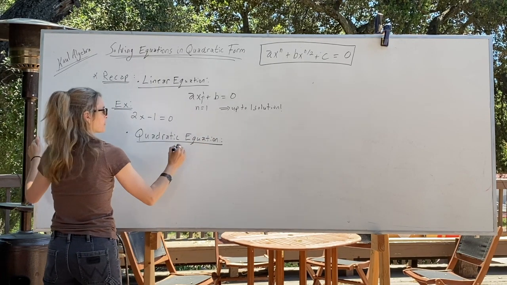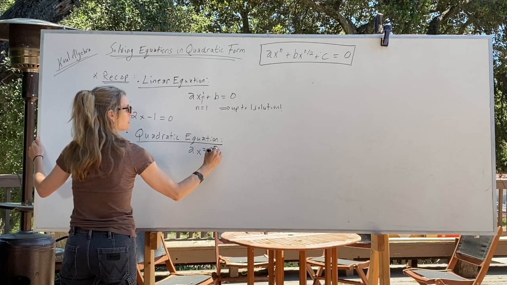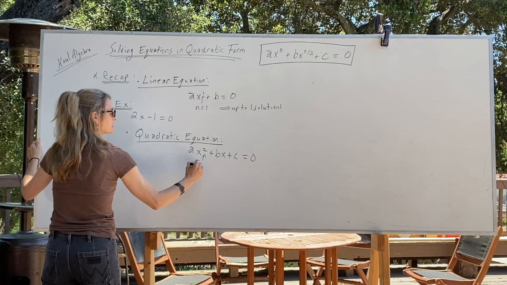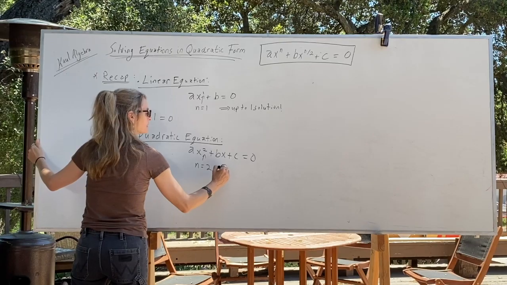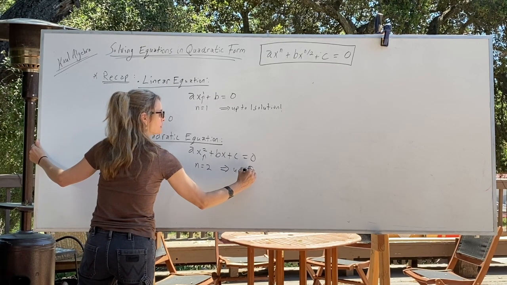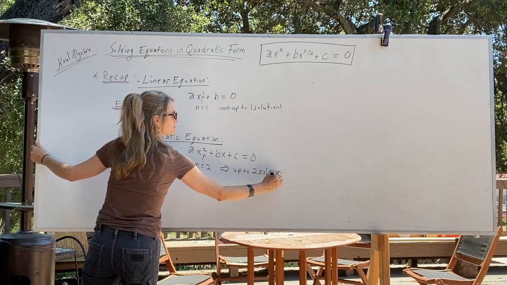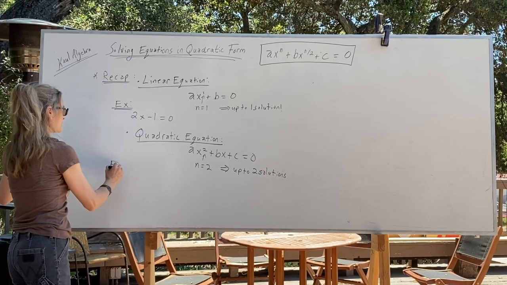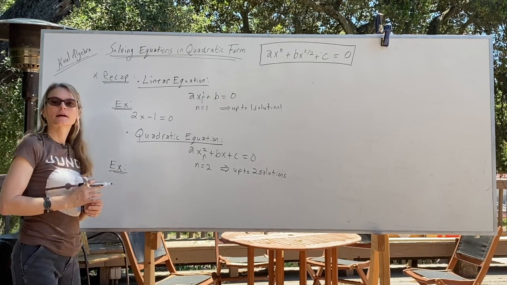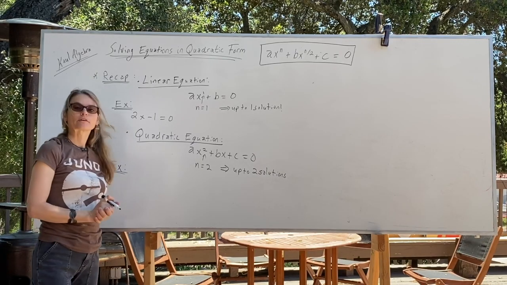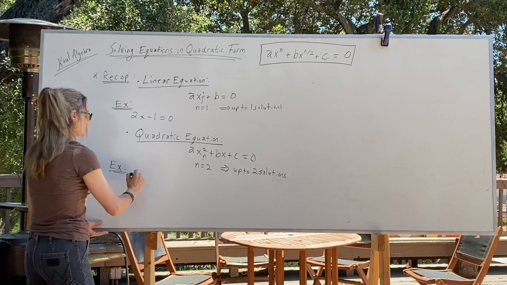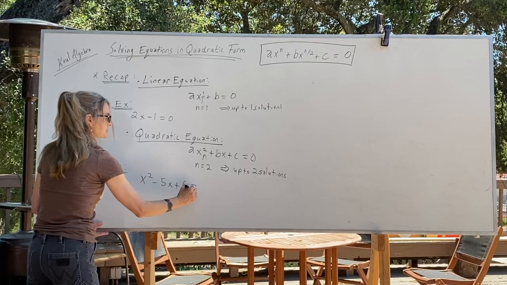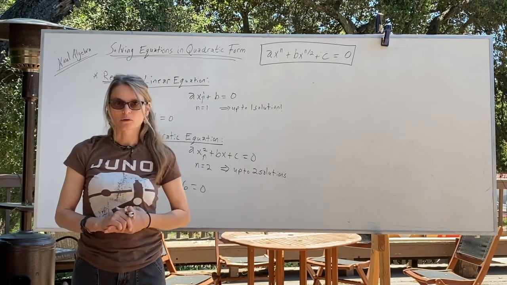Now, if we look at what we've been studying, quadratic equations, they have the standard form, ax squared plus bx plus c equals 0. Here your n is equal to 2, and you have up to 2 solutions. Okay, and we know how to solve those fairly well. We solve them by factoring, square root property, quadratic formula, and completing the square. An example would be like x squared minus 5x plus 6 equals 0. So that's a typical quadratic equation.